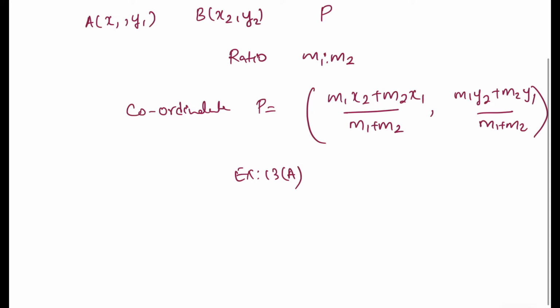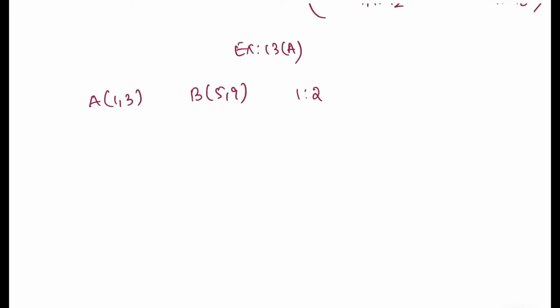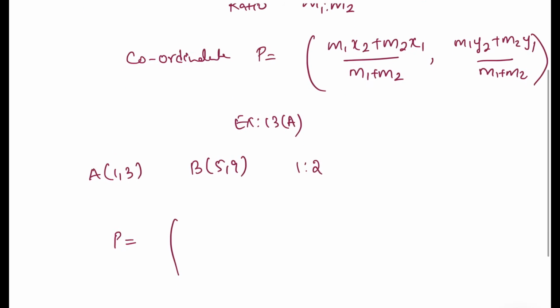So coming to exercise 13a, calculate the coordinates of the point P which divides the line segment joining A (1, 3), B (5, 9) in the ratio 1 is to 2. How will you deal with this? P will be equal to, what is our formula we have? This is the ratio m1 m2, and x1 y1 x2 y2.